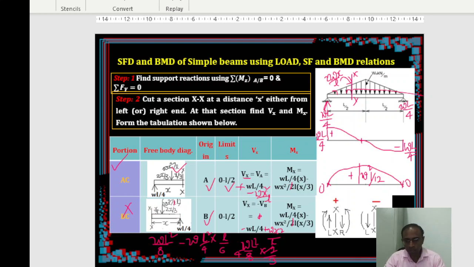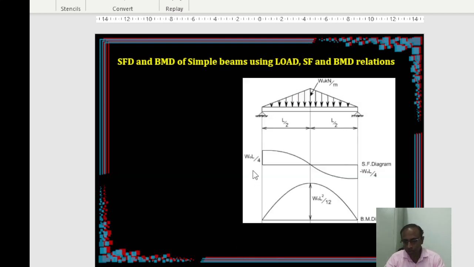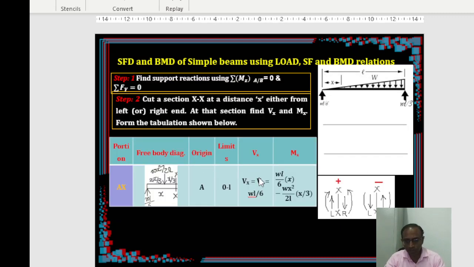So exactly on a scale, if you draw, this is how it looks like. WL by 4 positive and negative on this side, and the maximum value of bending moment is WL square by 12 with a cubic nature, and here is a quadratic or square parabola. And finally, in similar lines, you can draw the shear force and bending moment diagram for a triangular load with 0 intensity at one end and W intensity on the other end.